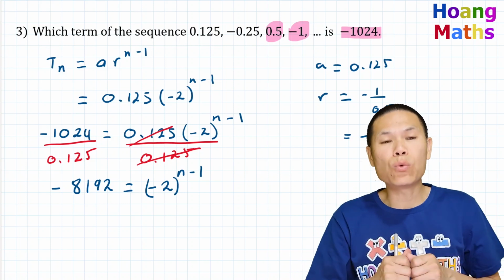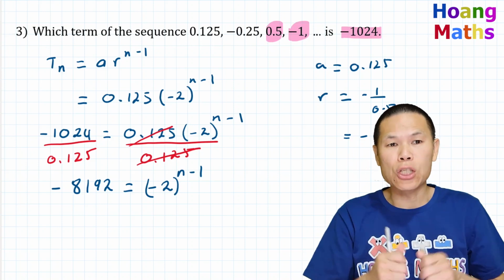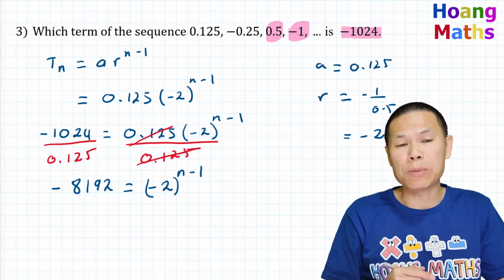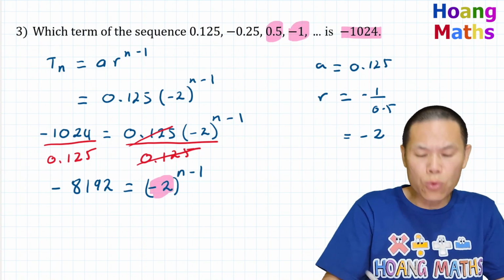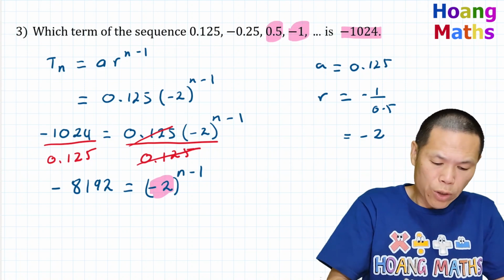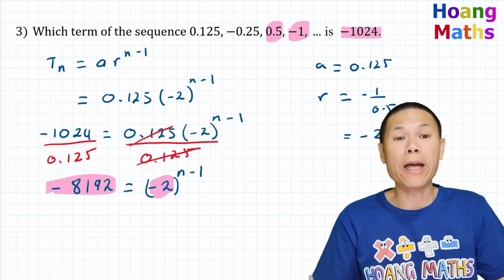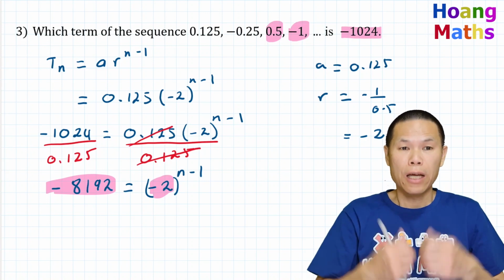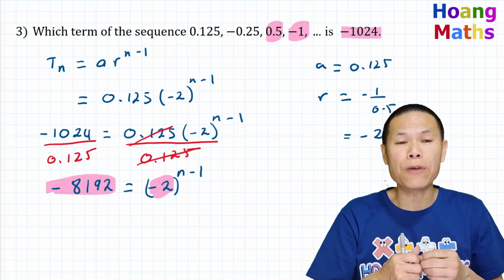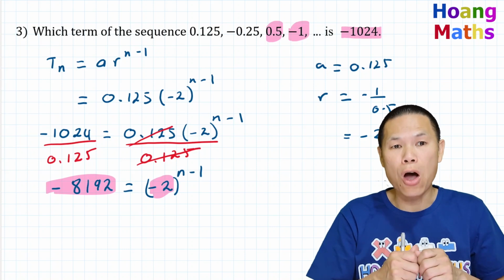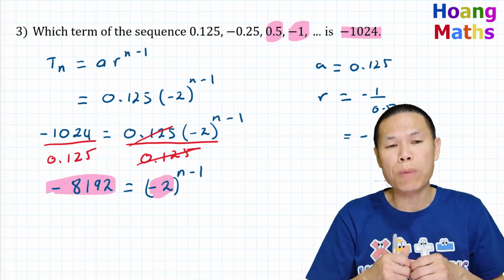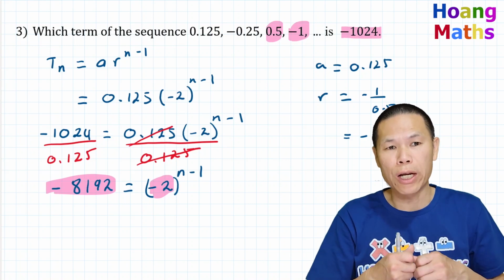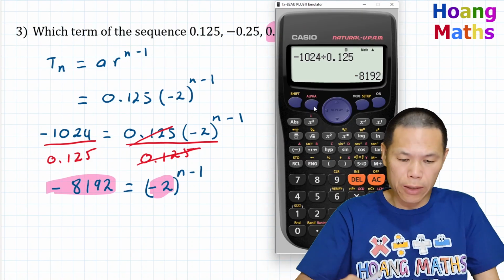So to solve this, what I do, I just use guess and check. So I know that if the base is the same, the index must be the same. So negative 2 to the power of a number will give me negative 8,192. So let's guess and check. And because of the negative answer, the power should be odd. So we can try negative 2 to the power of either 7, 9, 11, 13, and so on. So let's just use the guess and check method.